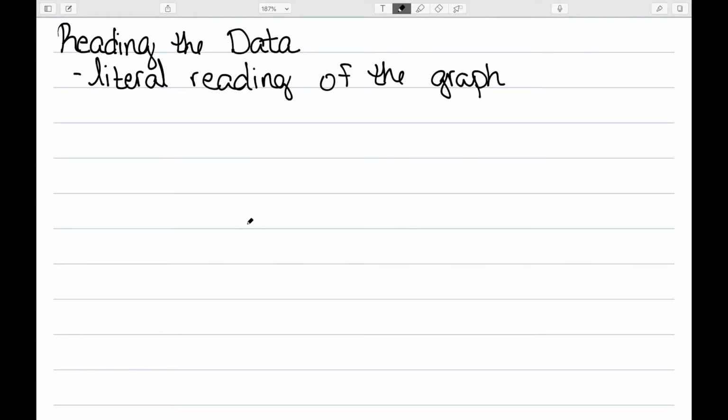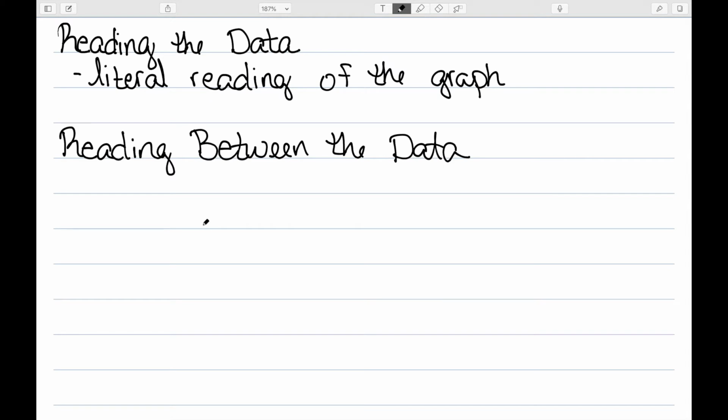This level of comprehension requires a literal reading of the graph. The reader simply lifts the facts explicitly stated in the graph or the information found in the graph title and axis labels directly from the graph. There's no interpretation at this particular level.